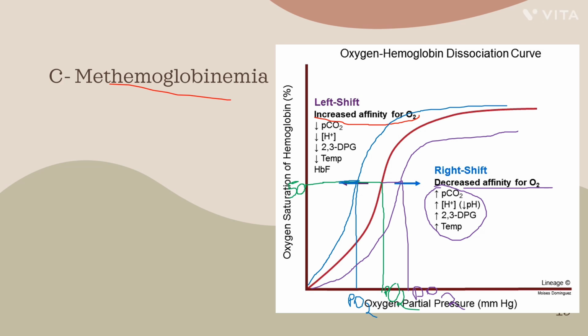Increase in 2,3-DPG, increase in temperature, you will have a right shift. Left shift happens in the reverse scenarios, like in decreased PCO2, decreased H plus, decreased 2,3-DPG, and decreased temperature. Also, your fetal hemoglobin has a higher affinity for oxygen. There is reduced tissue transfer of oxygen.